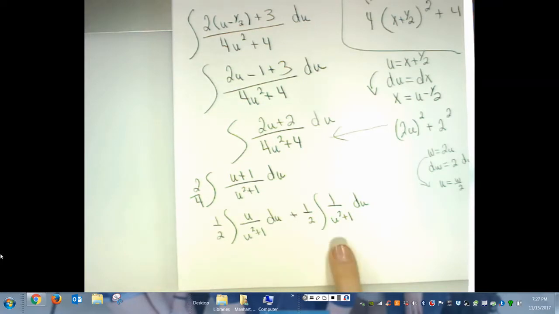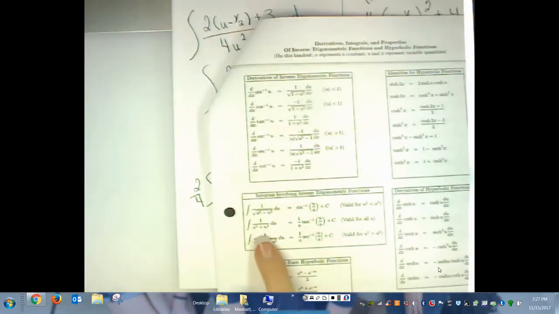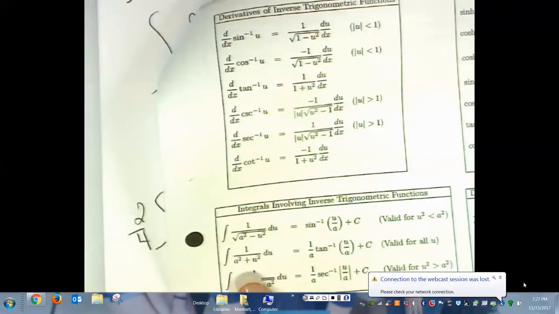For this one, if you go back to your inverse trig integrals, you will see that 1 divided by a squared plus u squared, sorry for the connection and the disconnection, apologize, is equal to inverse tangent.